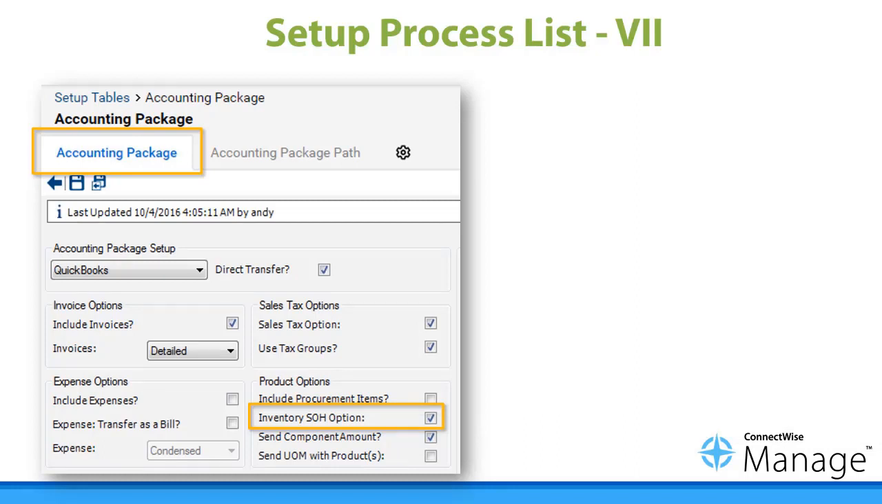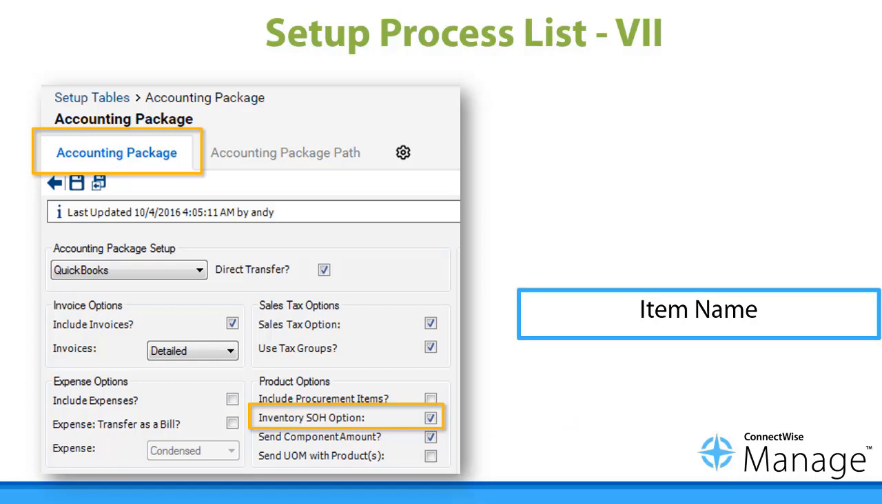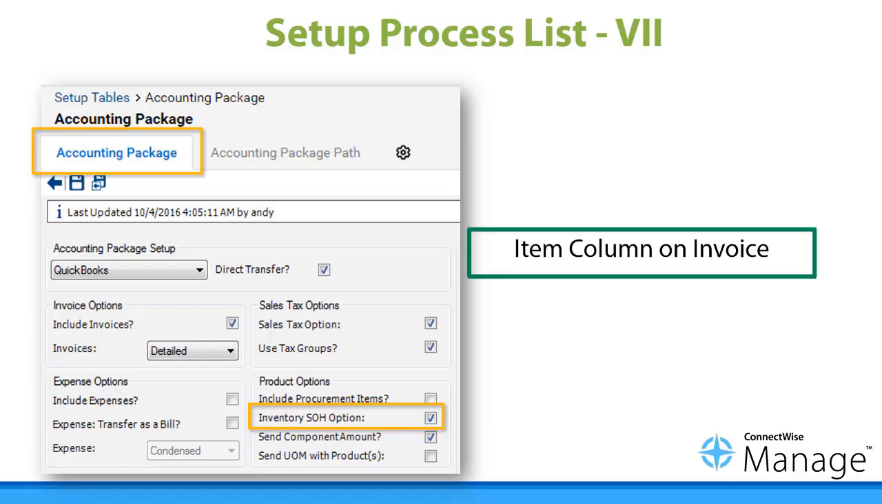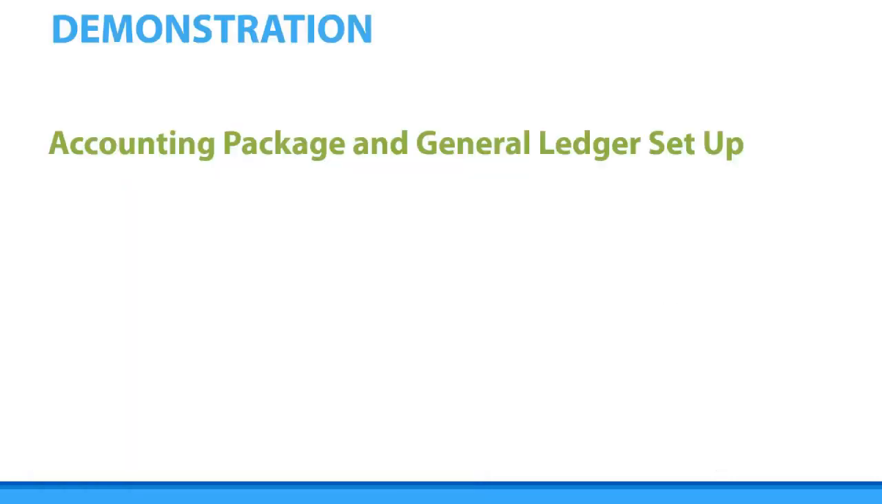Check if you want to decrement the quantity in the accounting package. For example, we sold 2 items on an invoice, so we decrement that quantity by 2 in the accounting package. The second advantage is to ensure that the item name populates the item column on the invoice in the accounting package. Accounting Package and General Ledger Setup.